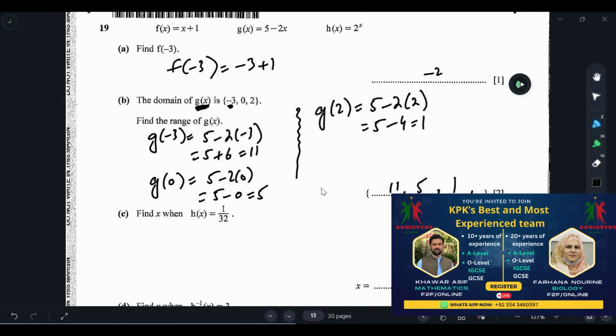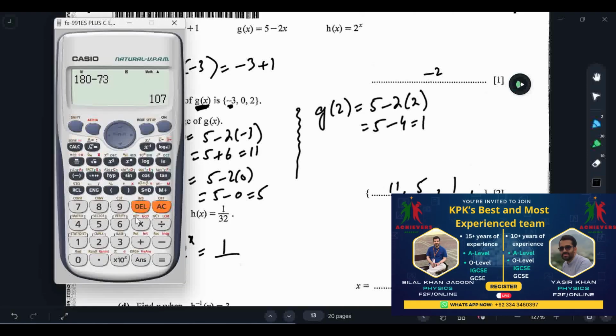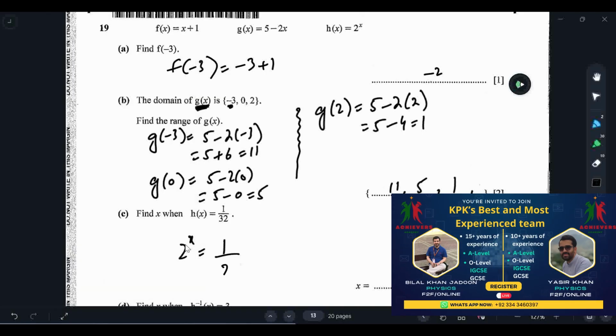Let's move to the next one, C part. h of x is this. So h of x is 2 power x equals 1 by, this should be 2 power 5. Let me check it again: 2 power 5 is 32. So I can write 32 as 2 power 5.